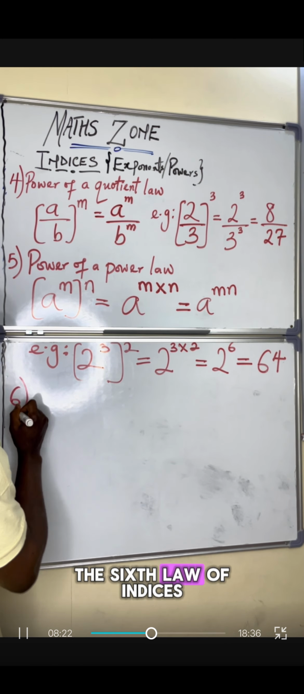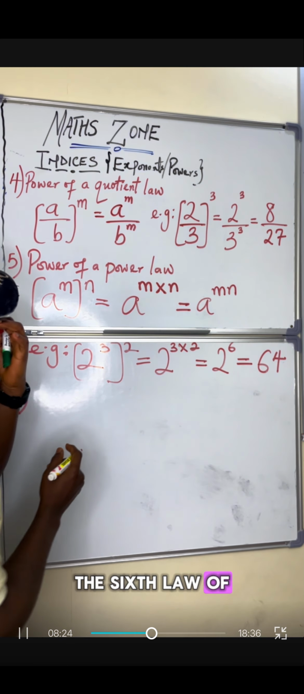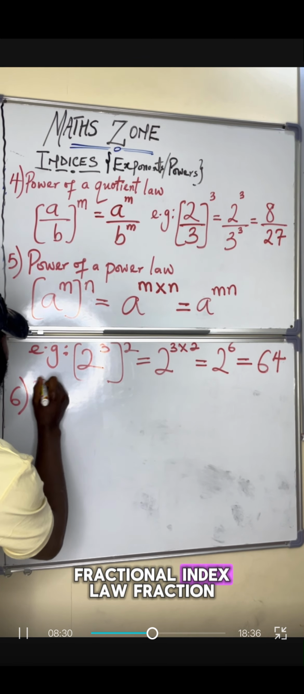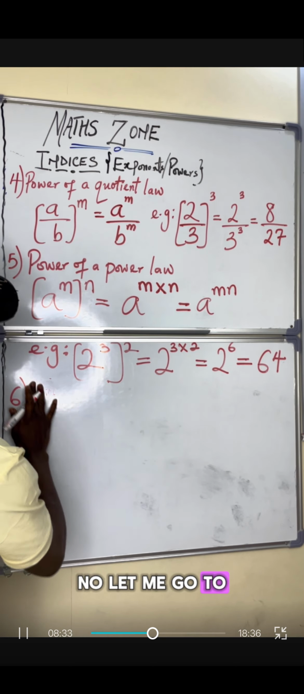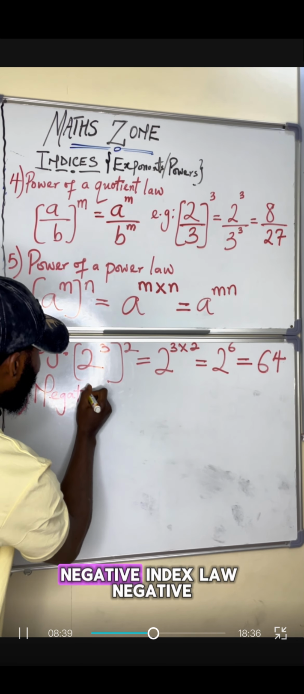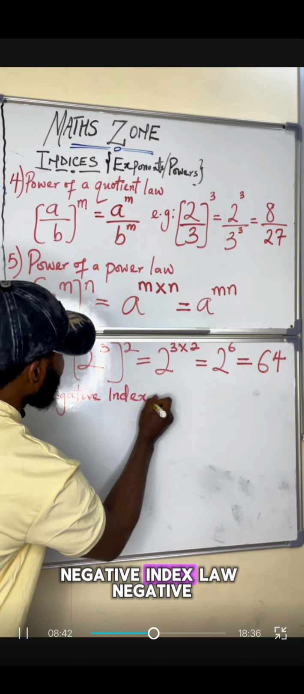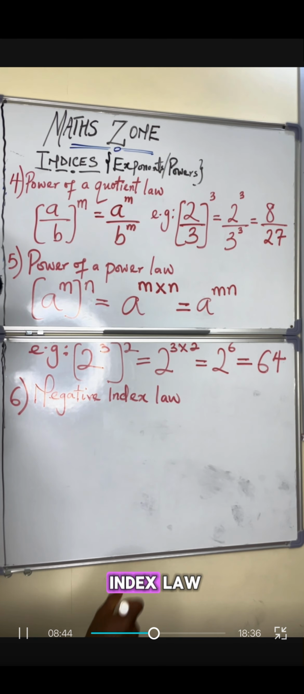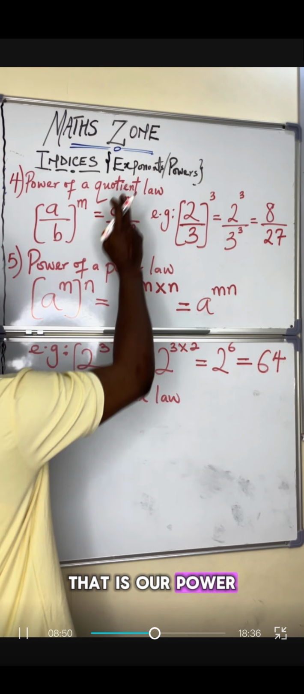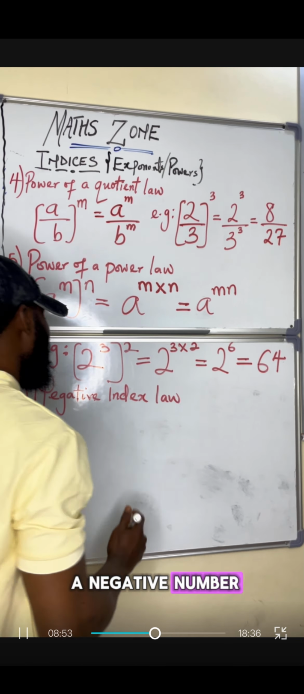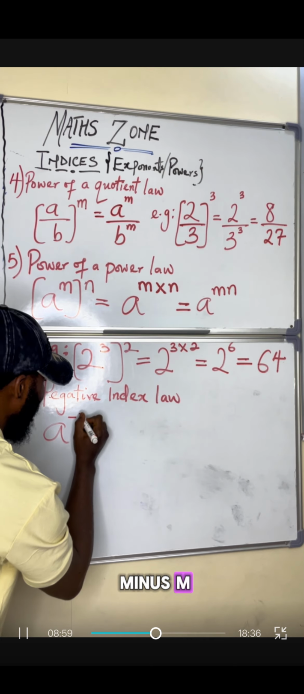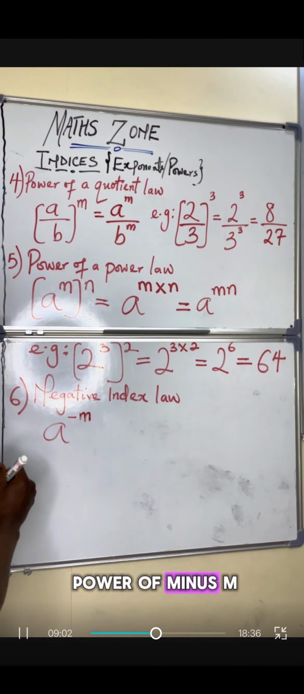Let's go to the sixth law of indices. The sixth law of indices, we'll call it the fractional index law. Let me go with the negative index law first. Negative index law. Now, what do we mean by this? It means that our index, that is our power, is going to be a negative number. An example is if you have A raised to the power of minus M.